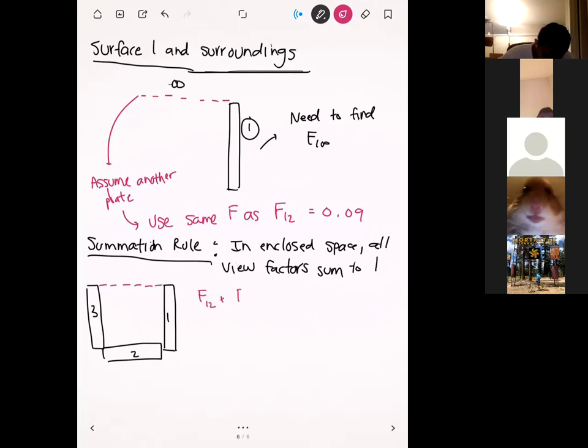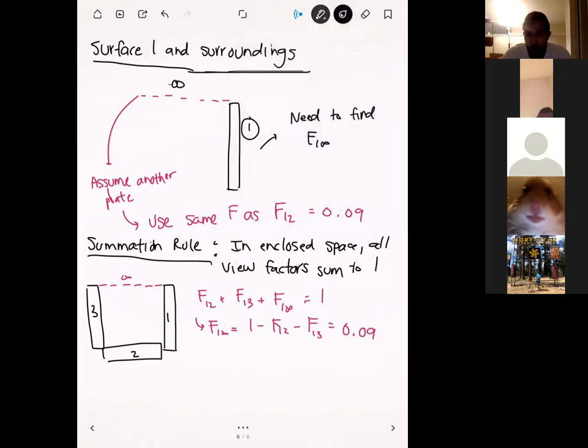F12 plus F13 plus F1 infinity, okay? This has to equal 1, right? And so you can use this to solve for F1 infinity, right? So F1 infinity is equal to 1 minus F12 minus F13, okay? And if you plug in for F12 and F13 that we got from the previous parts, what you get is 0.09, right? And so either way works. And so, whichever one you think is faster and more convenient.